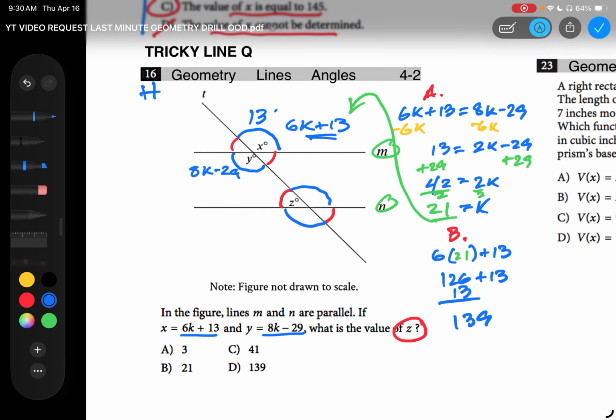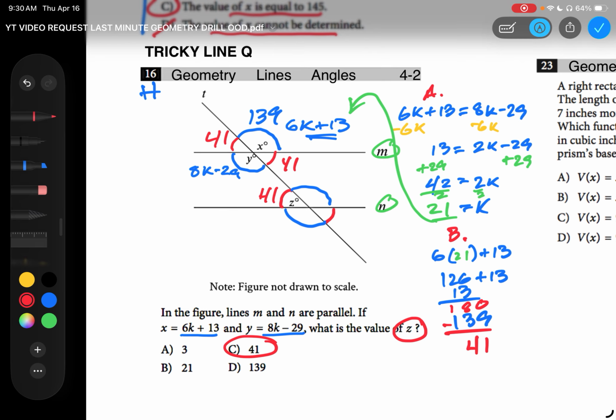So if this is 139 degrees, then what must the red angle be? Well, we subtract 139 from 180. So we get 10 minus 9 is going to be 1, 7 minus 3 is going to be 4, so 41. So that means this is 41 degrees. Z is 41 degrees. And you got the answer to the question. Pretty good? Not bad, huh?